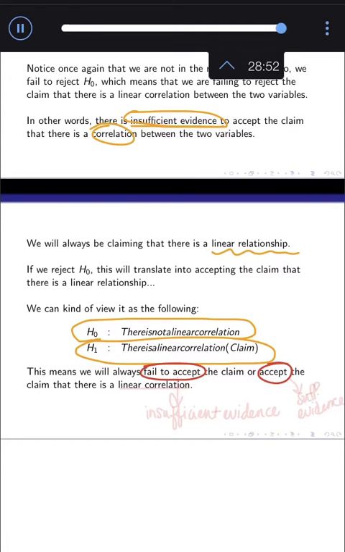If we fail to accept, we're saying there's insufficient evidence. If we accept, though, we're going to say that there is sufficient evidence of what? A linear correlation. So those are really our two options that we're looking for here, and that is it.